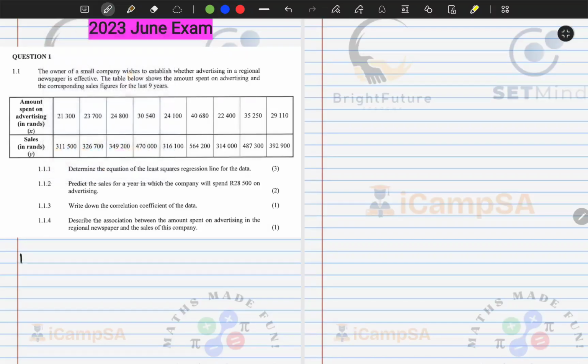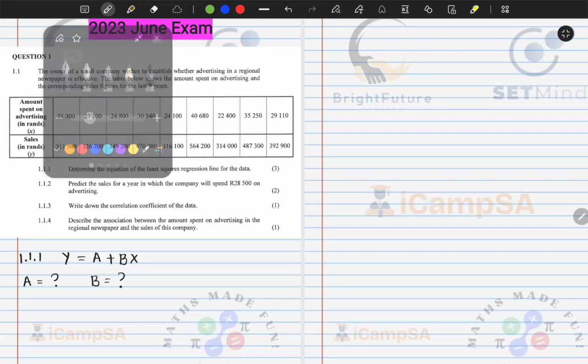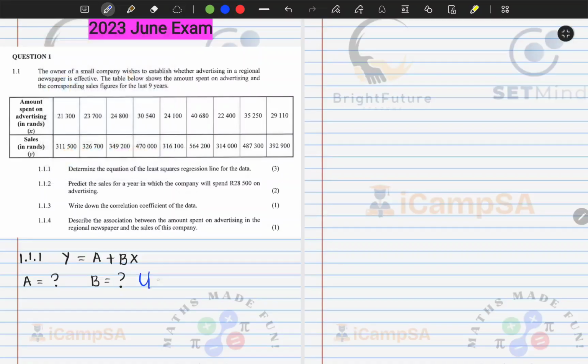So this is very simple, 1.1.1. What they are trying to figure out is what is A plus BX, okay? Which ultimately gets us asking the question, what is the value of A and what is the value of B? And remember, for these, what we do is you should use your calculator.